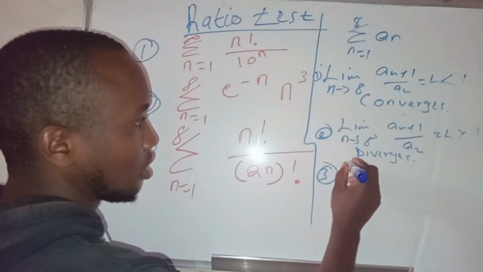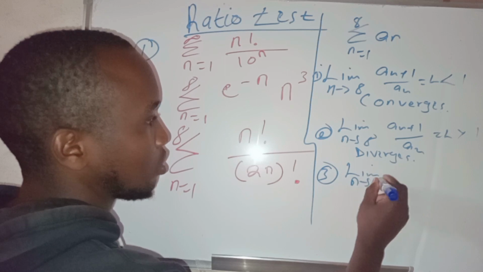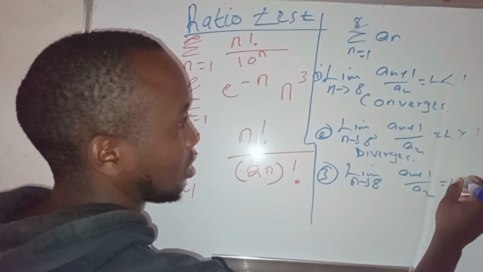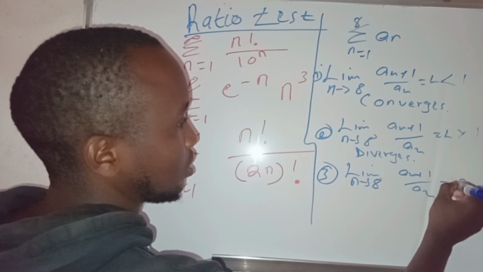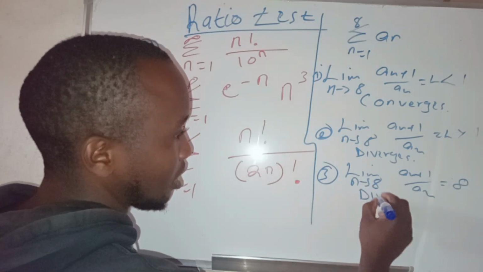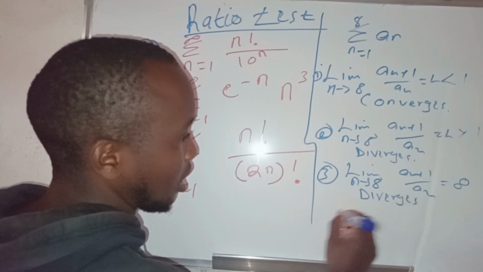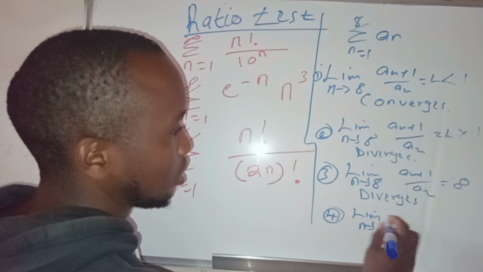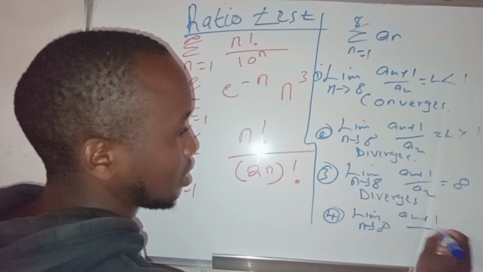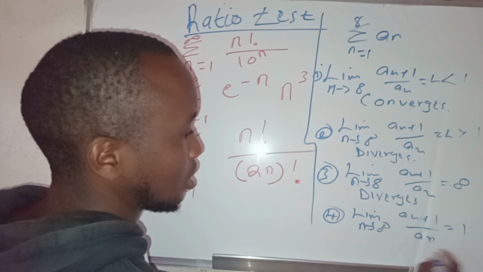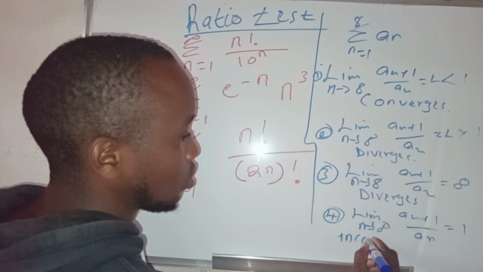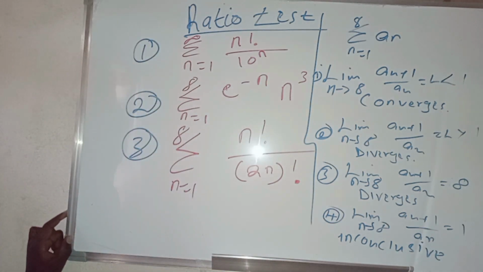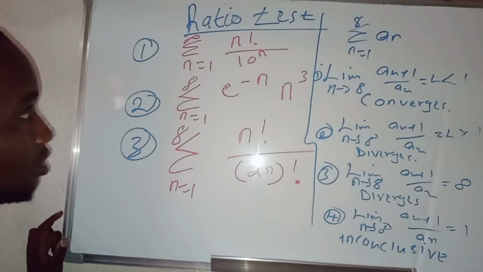3, if the limit as n approaches infinity of an plus 1 divided by an is L, and now your L is infinity, this diverges also. And 4, if the limit as n approaches infinity of an plus 1 divided by an is 1, the series test is inconclusive. So we will solve the following examples and determine whether the series converge.